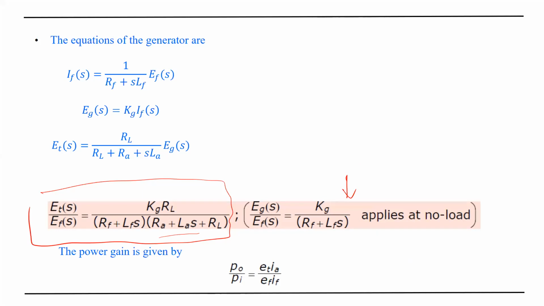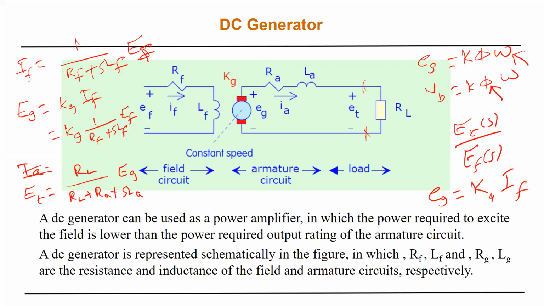Doctor, KG here represents the flux multiplied by K. Yes. Look, this is what I'm saying. Let me go back. You want EG. We said EG equal KG times IF. It's proportional to the flux and the speed, but we are saying the speed is constant. So it's proportional to the current, assuming that there is no saturation. We are not reaching saturation.